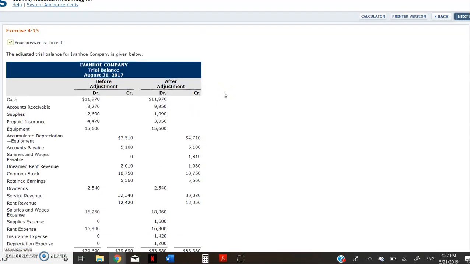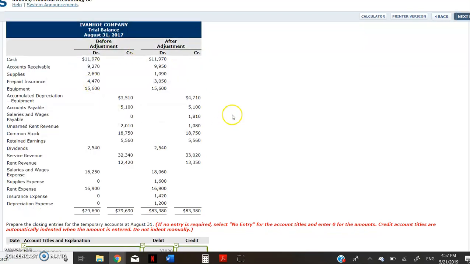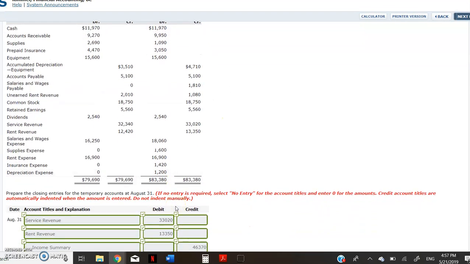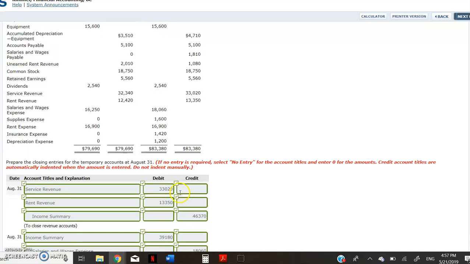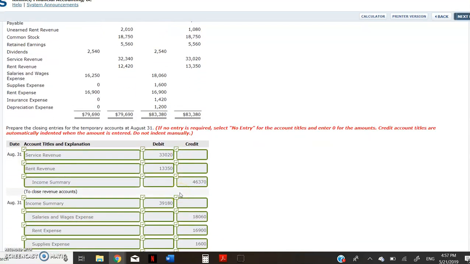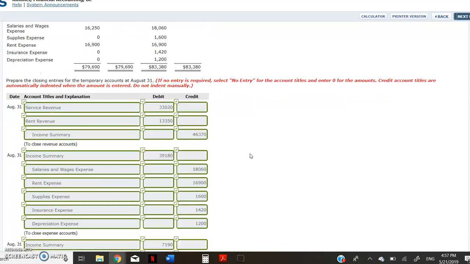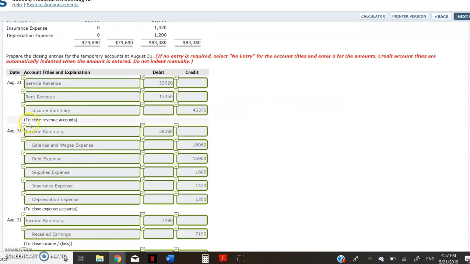Alright guys, so here we have the adjusted trial balance for Ivanhoe Company. It gives us lots of numbers and everything. The purpose of this is that we're going to be closing these accounts, so we're going to be preparing the closing entries. The first thing it asks us to do is to close revenue accounts.